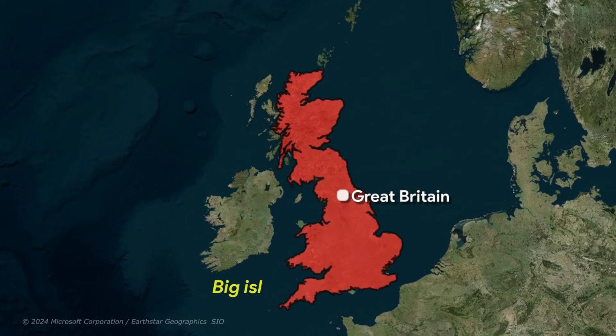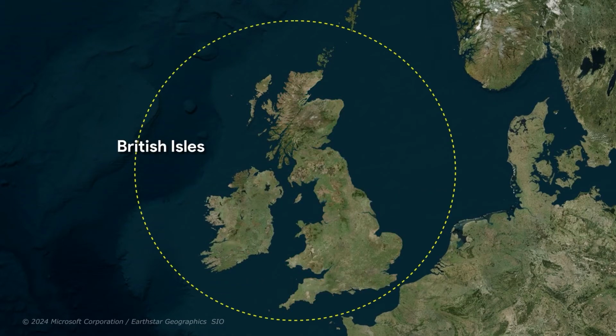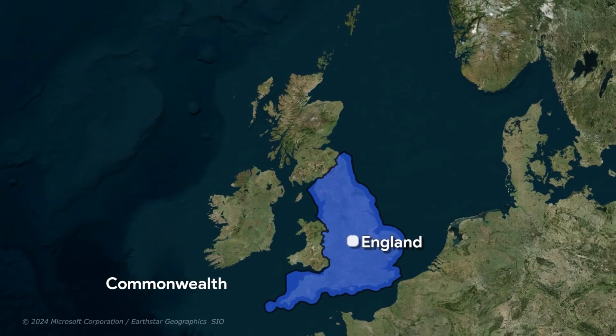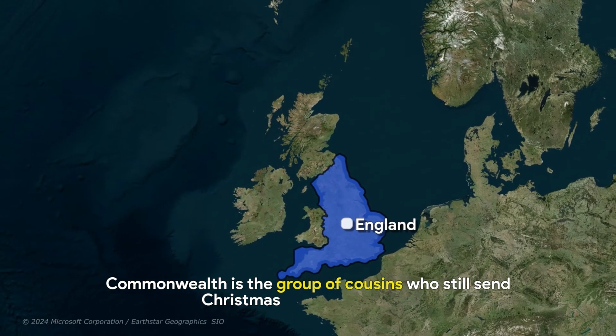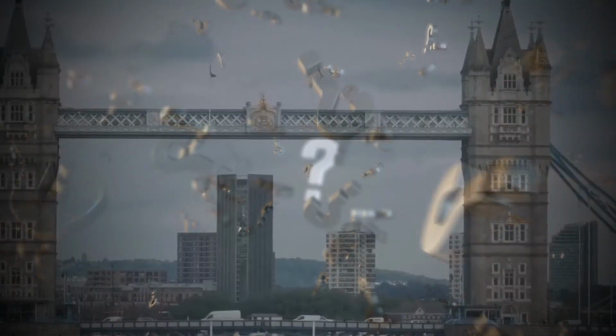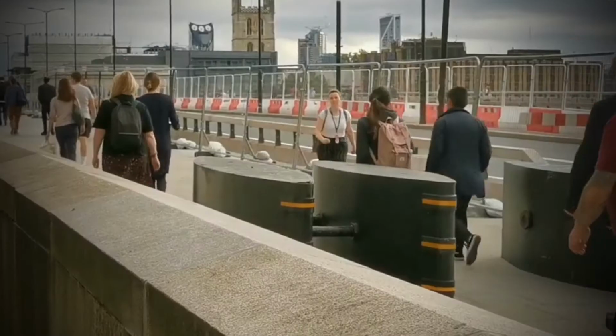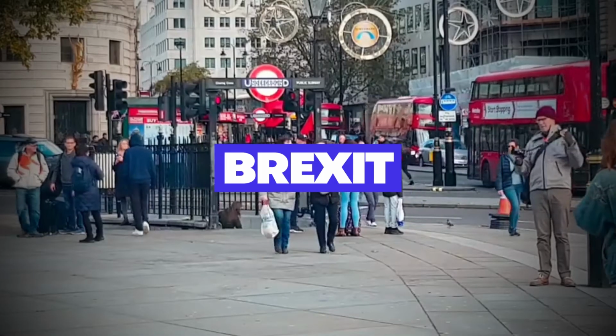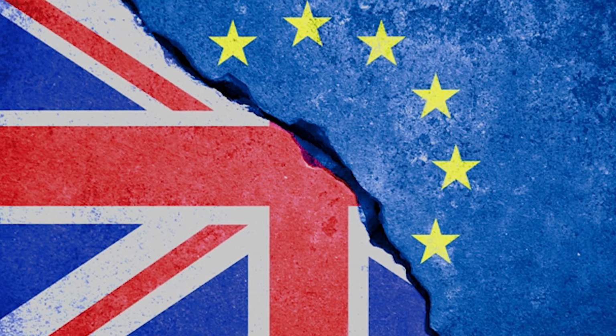Great Britain is the big island in the family, the British Isles are the whole family tree, England is the big sibling, and the Commonwealth is the group of cousins who still send Christmas cards to the king. Still confused? Don't worry, even the Brits get it muddled sometimes. But now, when someone talks about Brexit, you'll know exactly who's breaking up with the EU.